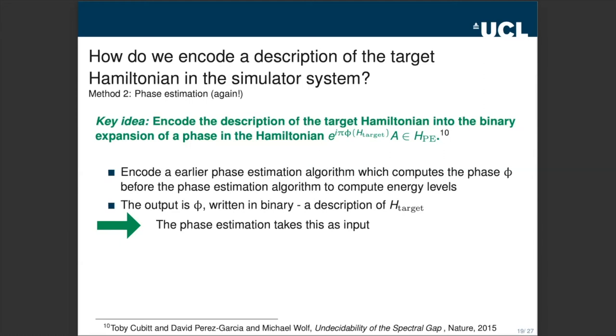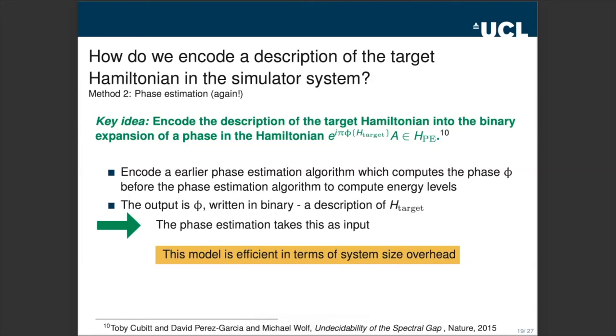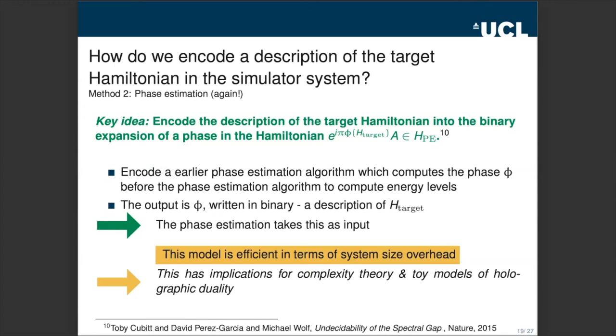The really nice thing about this model is that it's possible to use this technique to construct a universal model which is efficient in terms of system size overhead. And because we're using the Turing machine history state construction, the model is also translationally invariant. So what we end up with is the first example of a translationally invariant universal model which is efficient in terms of system size overhead. We show in our paper the implications of this for complexity theory and also for holography. The slight drawback of this method is that we need the ability to tune this phase in the Hamiltonian, so there's an extra parameter when you compare it to the binary counter method.